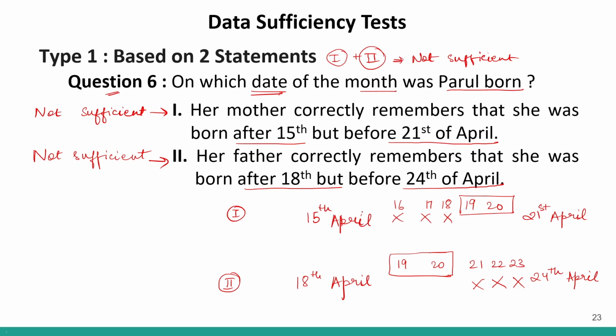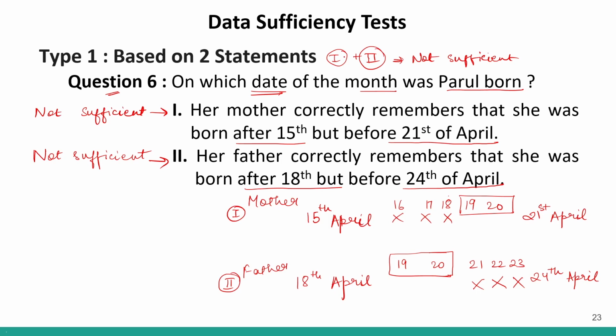How did I eliminate? According to the mother, she was born after 15th April, and according to the father, she was born after 18th April. So up till 18 I could eliminate, right? And according to the mother, she was born before 21st April, and according to the father, she was born before 24th April. So I could eliminate from 21st onwards. So the two dates that were left with us were 19 and 20, which we are not sure of.